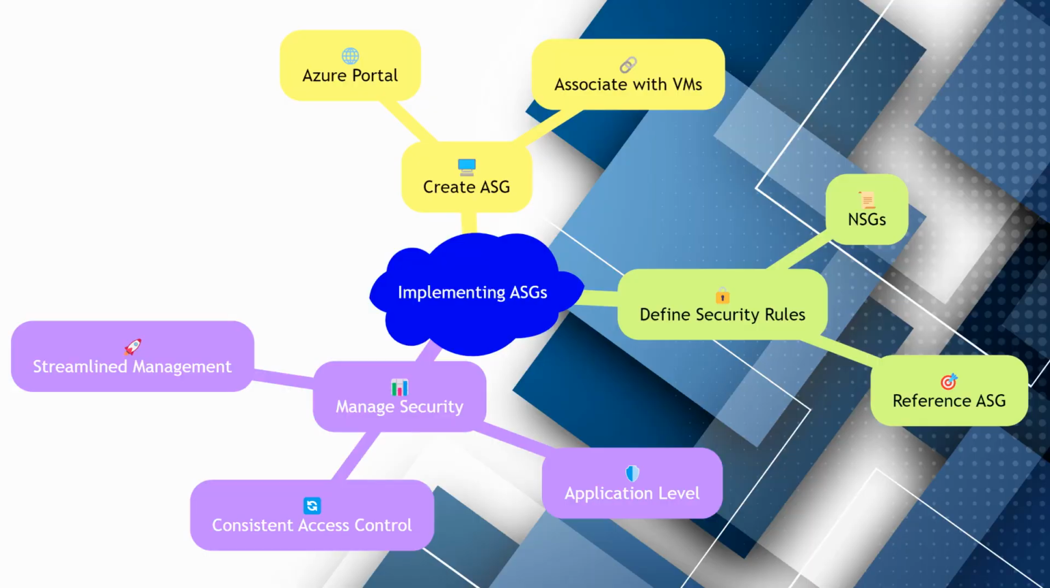To implement ASGs, create an ASG in the Azure portal and associate it with your VMs. Then, define security rules in your NSGs that reference the ASG. This allows you to manage security at the application level, ensuring consistent and streamlined access control across your virtual network.